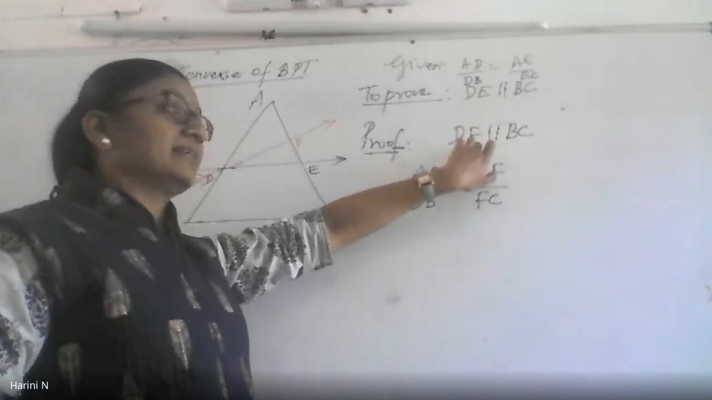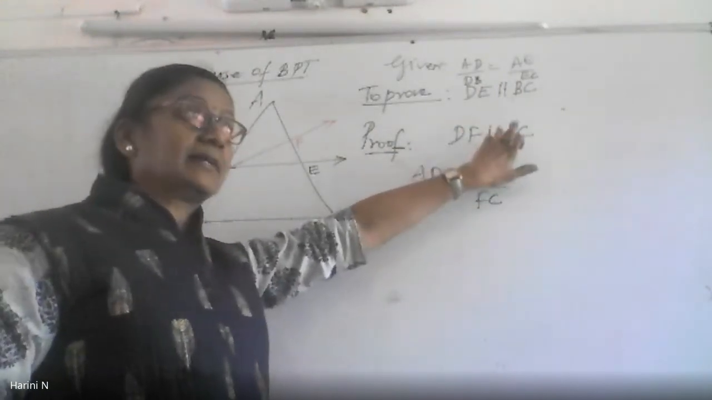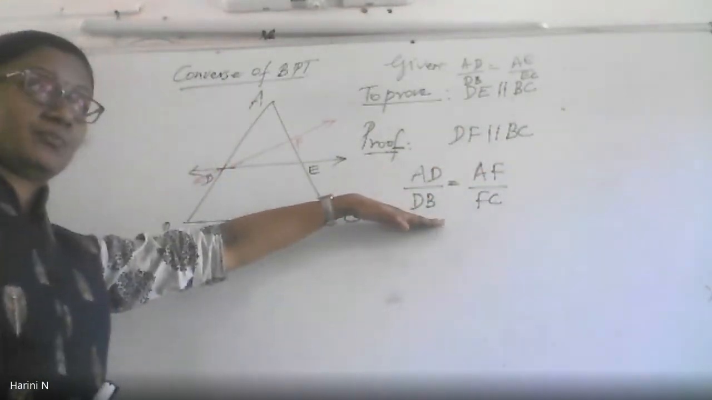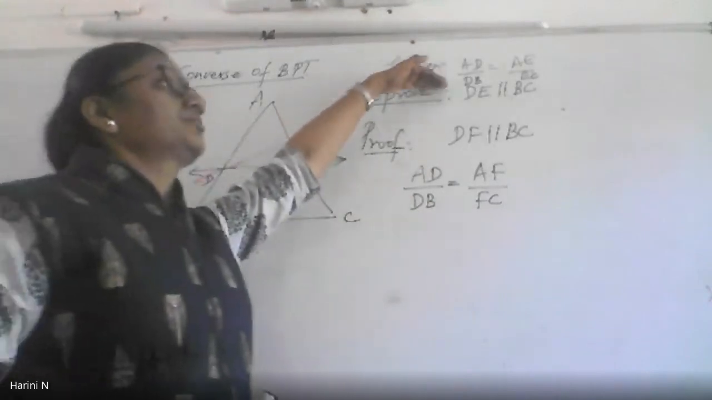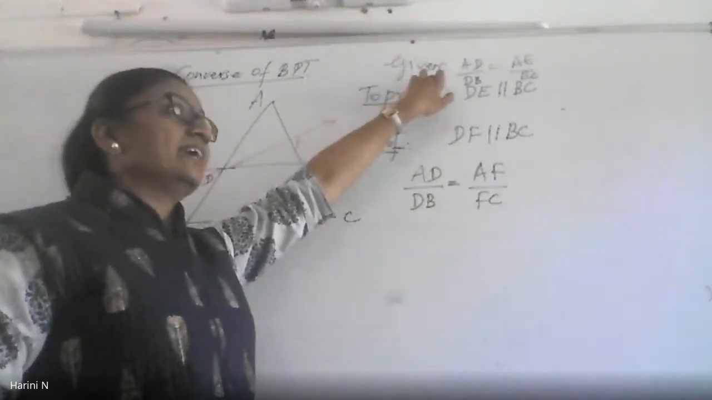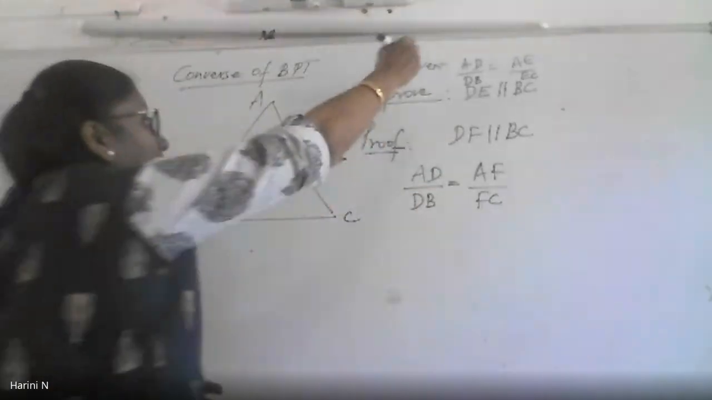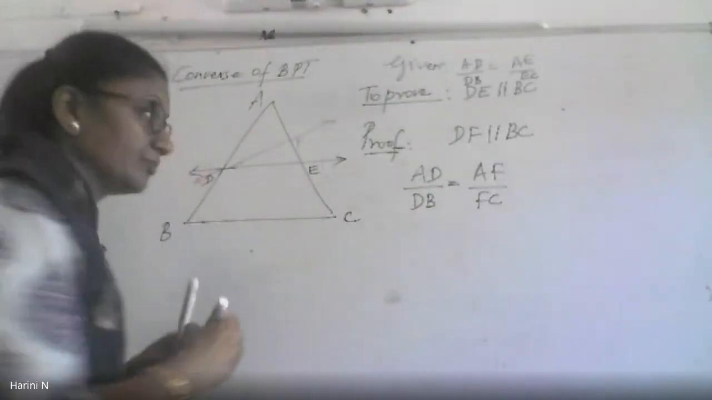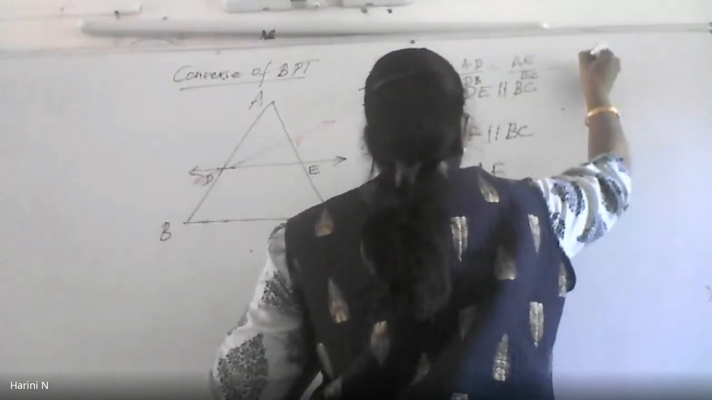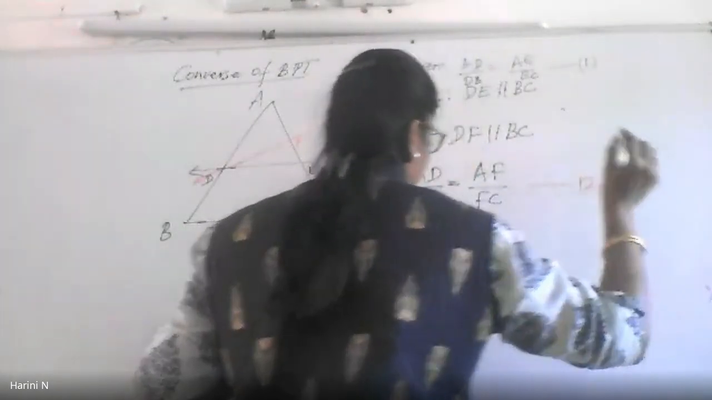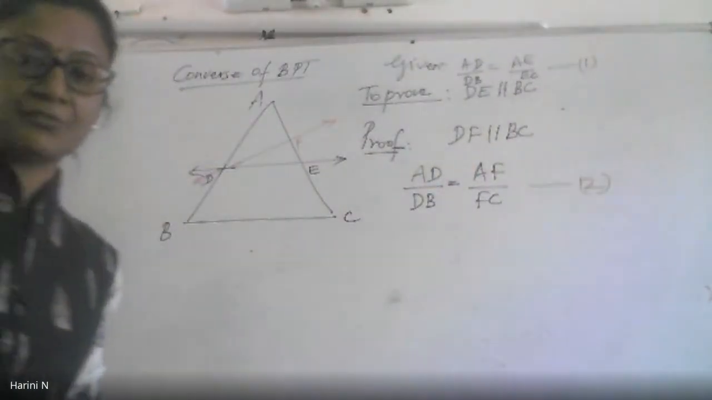And from my assumption, I have assumed DF is parallel to BC. I got this ratio. Now look at these two ratios. This is already there. This I have got by using the BPT. Now when I am comparing equation 1 and 2, I am not writing the proof completely. I am just explaining it once again to you in case you have not understood.